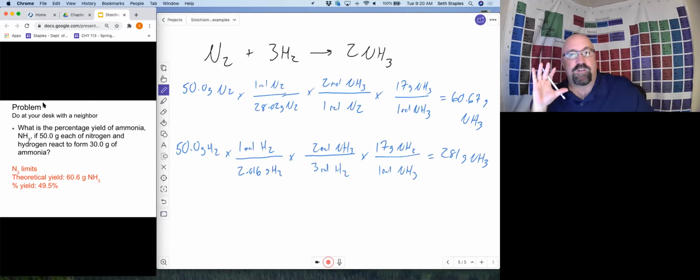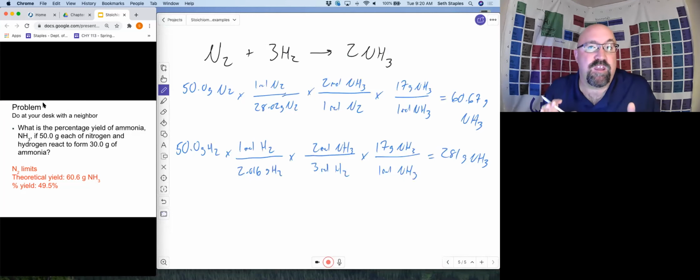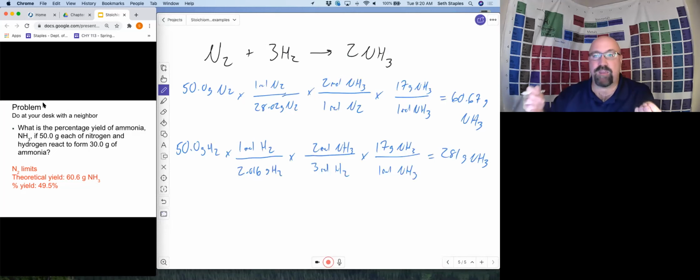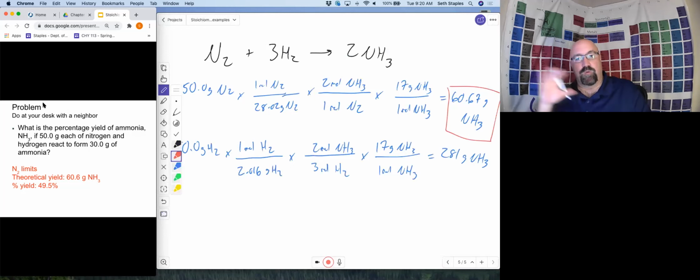So based on starting with 50 grams of hydrogen, I could form 281 grams of NH3. But I know I can't make 281 grams of NH3. I only have enough nitrogen to make 60.67 grams of NH3. And so that tells me that nitrogen has to be my limiting reagent. And it also tells me that this is going to be my theoretical yield. So again, it's just another way to approach this. Instead of doing the table, or instead of doing a comparison of your molar ratios, you could simply carry the whole question out for both reactants. Whichever one forms the least amount, there's your limiting reactant.